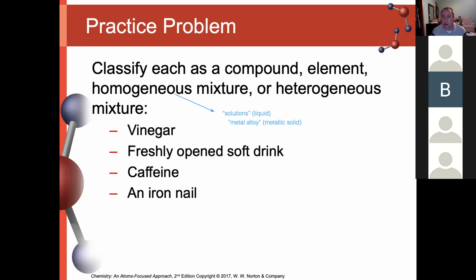You said the caffeine was a compound, right? Yes. So in order, it was homogeneous, heterogeneous, compound, element. Yeah. Okay.